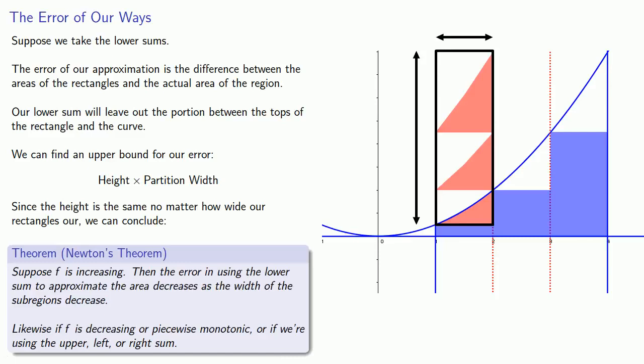Suppose f is increasing, then the error in using the lower sum to approximate the area decreases as the width of the subregions decrease. And with relatively minor modifications, we can see that this also applies if f is decreasing or even piecewise monotonic, or if we're using the upper, left, or right sum. So it really doesn't matter whether we use the upper sum, the left sum, the lower sum, or the right sum. Pick one and work with it.